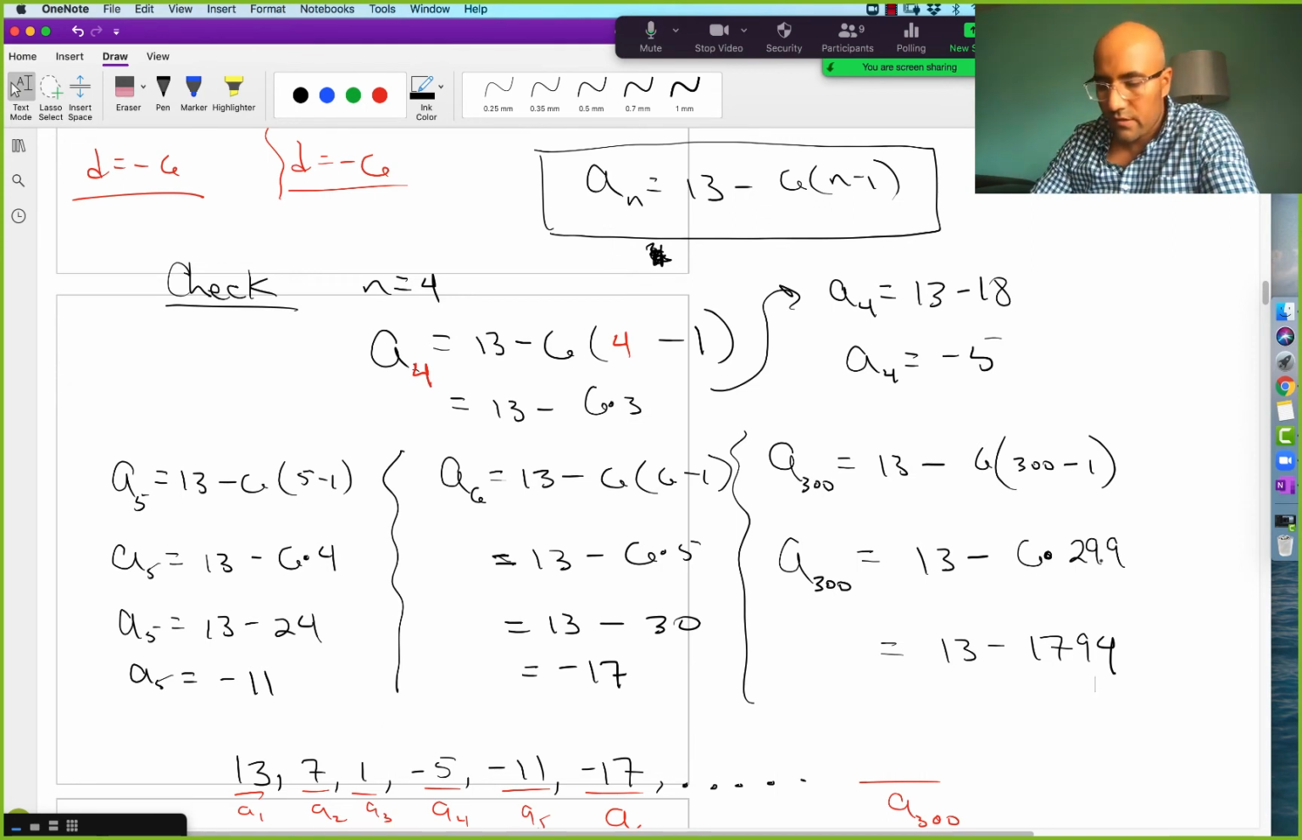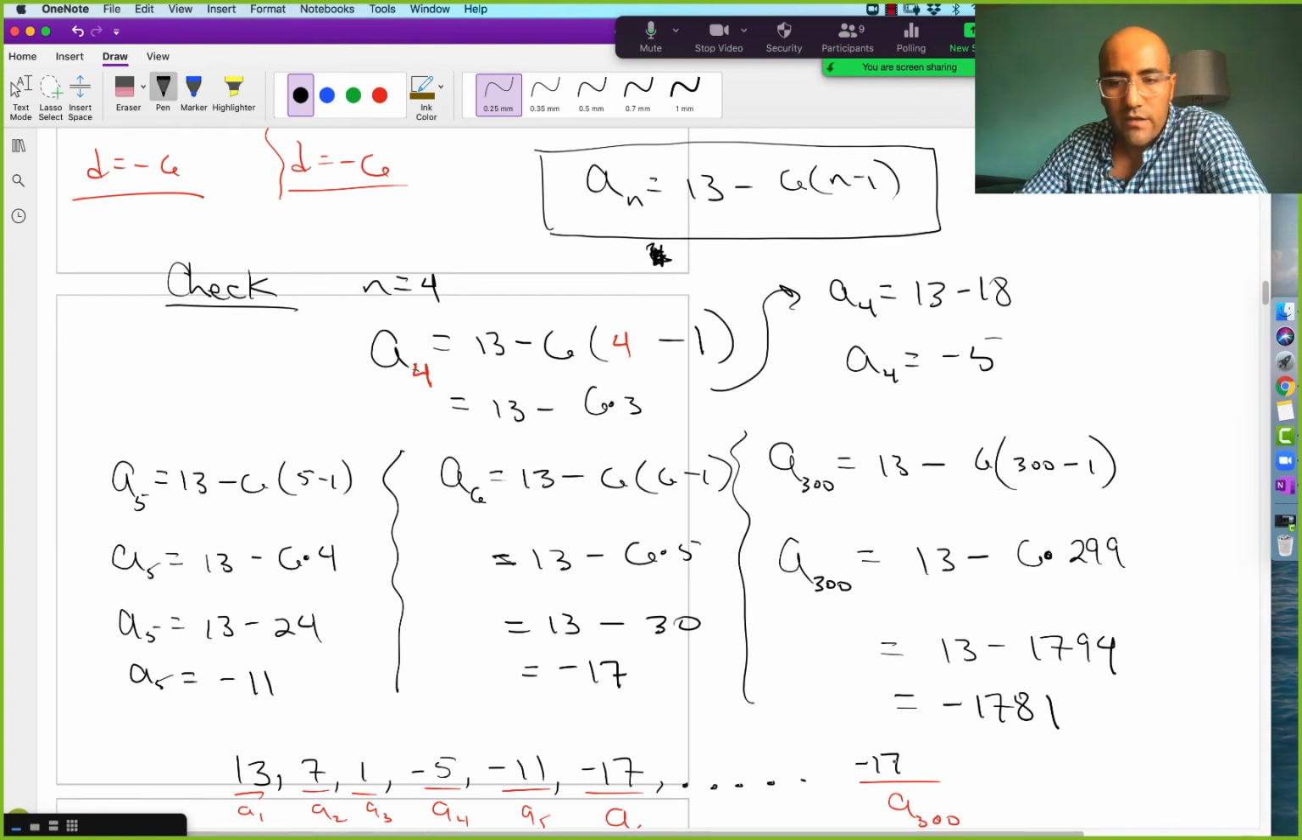Let's see. We have 299 times 4. 299 times 6. Okay. 13 minus 1794. Yeah, 1781. Minus 1781. Good, so that's what goes here. Minus 1781.